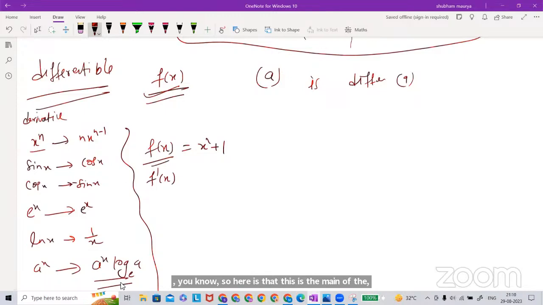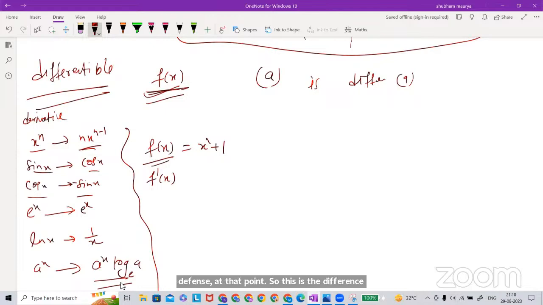The derivative of this one is this one, and so on. So derivative means these functions are differentiable for any real number, and the derivative is this one. Here, we are checking whether the function is differentiable at that point or not. So this is the difference between derivative and differentiable.